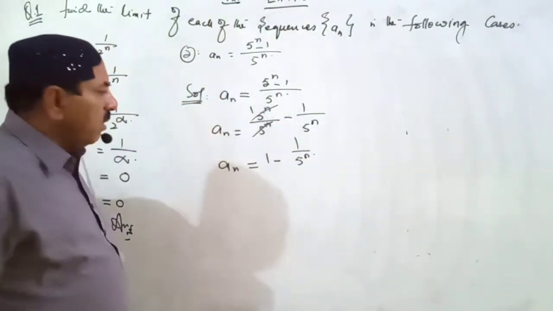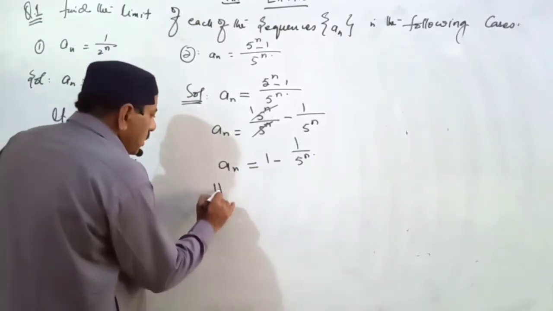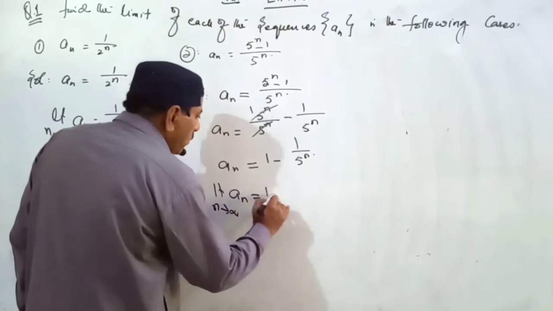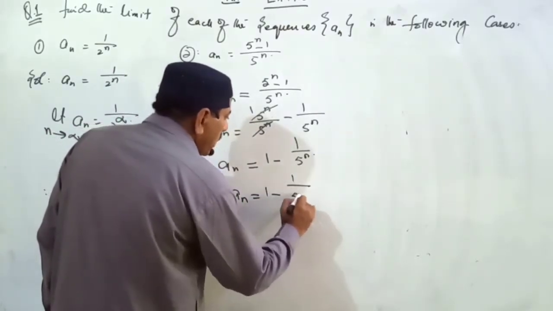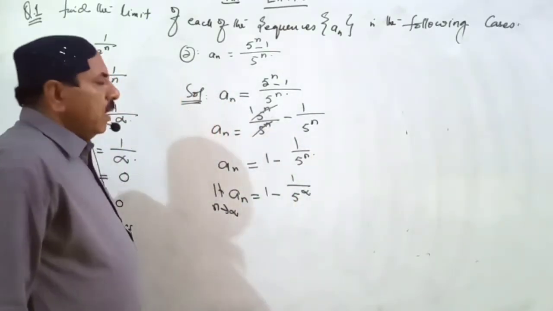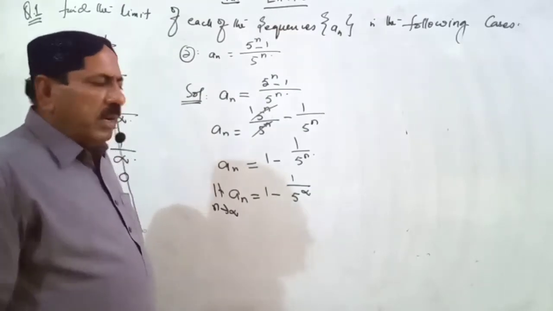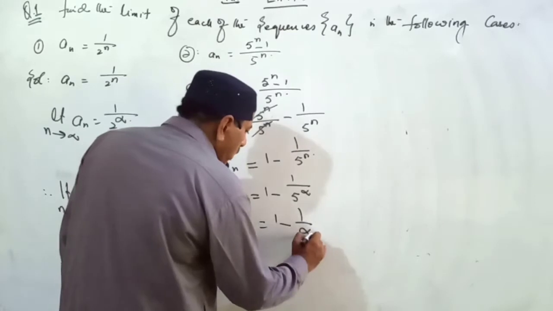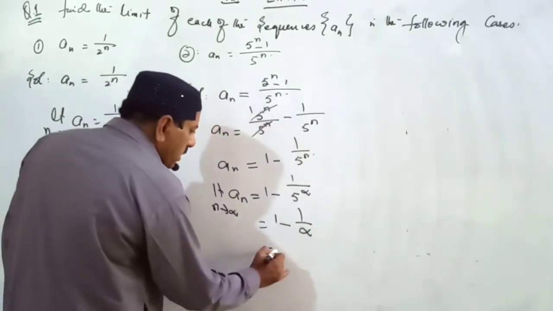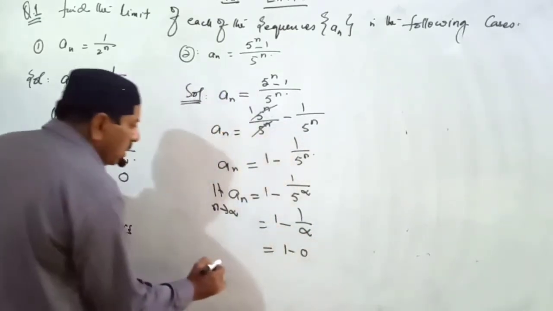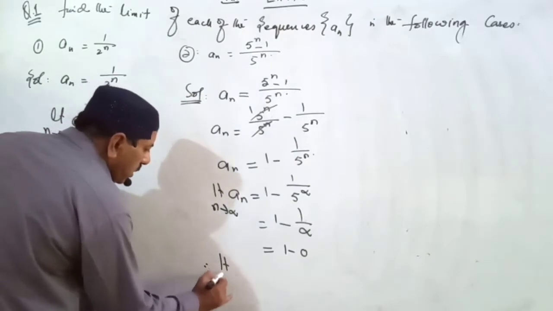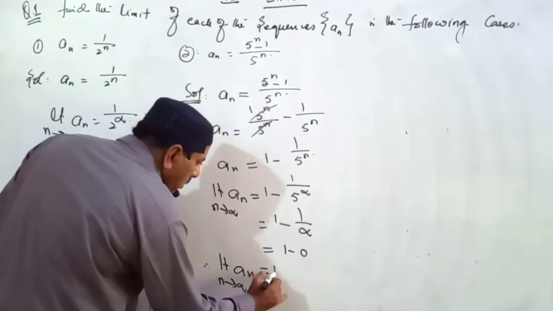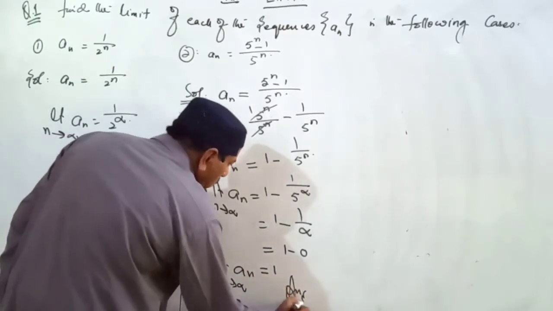Now, the application of the limit. Limit n tends to infinity a n is equal to 1 minus 1 upon 5 power infinity. If 5 holds the power infinity, the result is also infinity. So 1 minus 1 upon infinity. The infinity is the divisor, so the result is 0. 1 minus 0. Therefore, limit n tends to infinity a n is equal to 1.